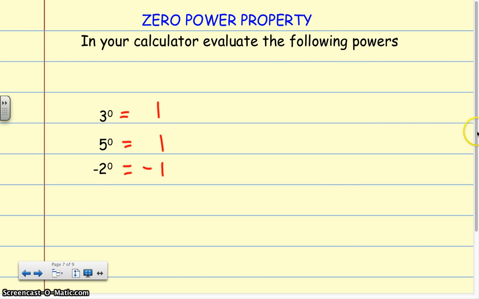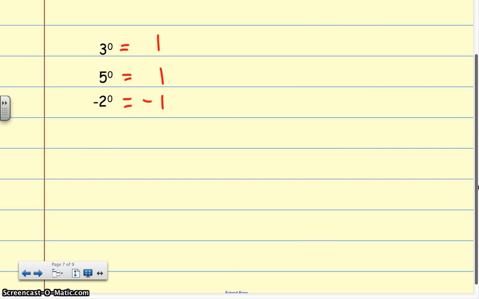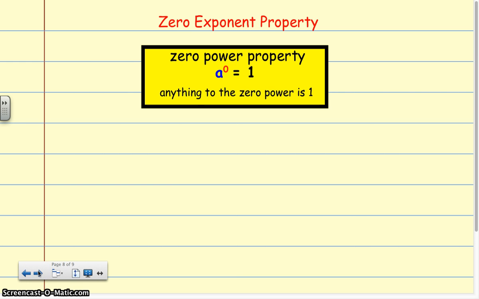If you tried to formulate your own rule, in your mind you'd say, okay, anything to the 0 power is 1. Here, we just kind of box it off. 2 to the 0 is 1, and then you bring down the negative. That brings us to our rule. The zero exponent property, zero power property states that anything to the 0 power is 1. That's plain and simple. Anything to the 0 power is 1.